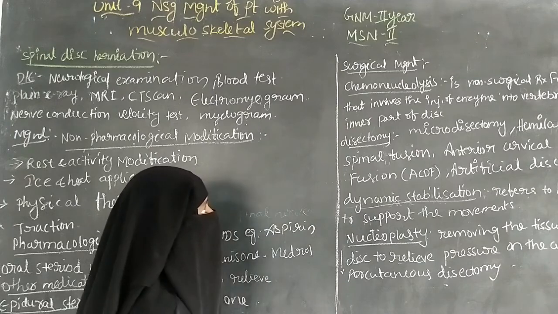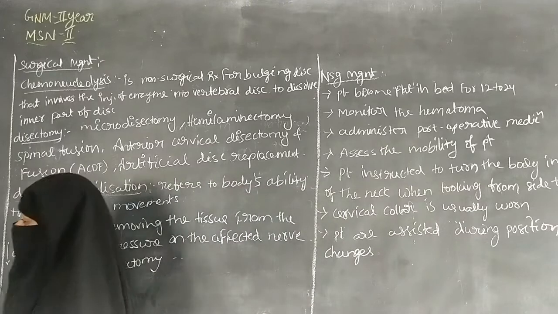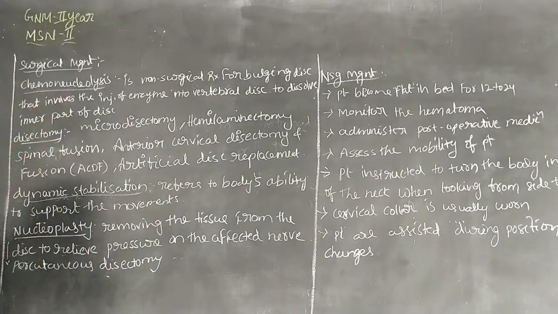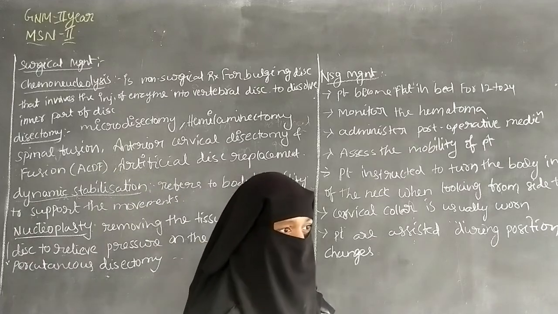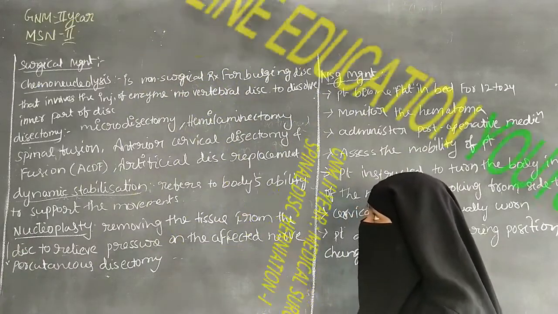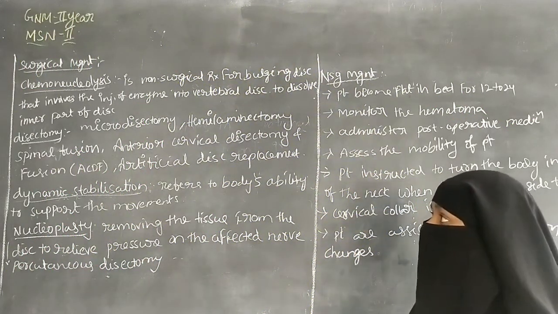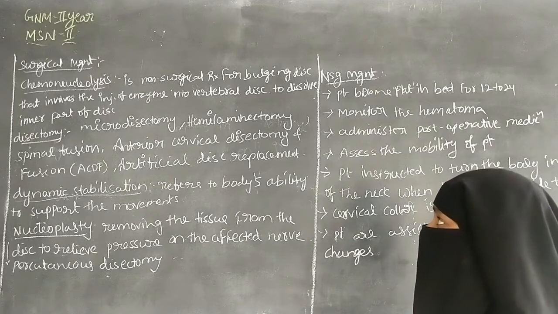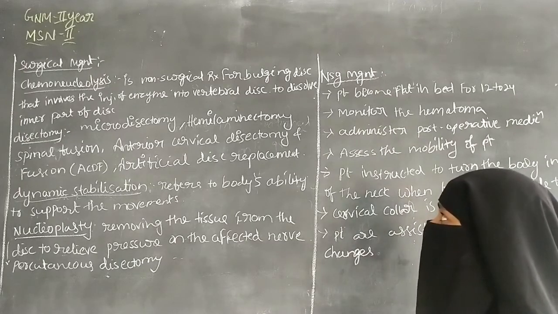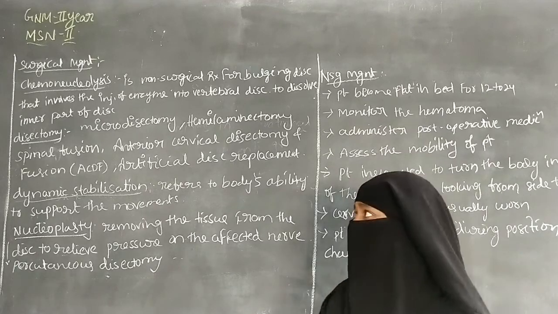In the surgical management, the first one is chemonucleolysis. Chemonucleolysis is a non-surgical treatment for the bulging disc. It is not a surgery, and it involves the injection of enzyme into the vertebral disc, where the disc is presented. By this injection we can dissolve the inner part of the disc.